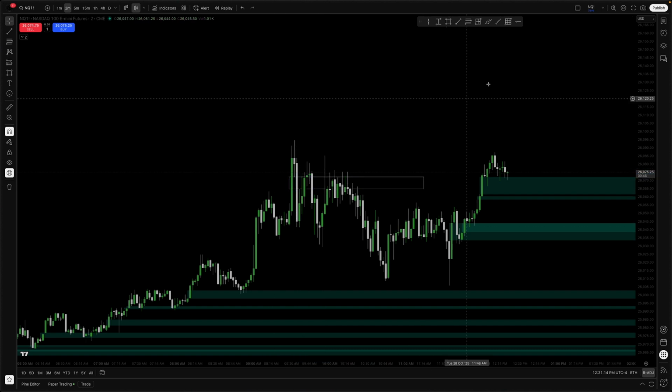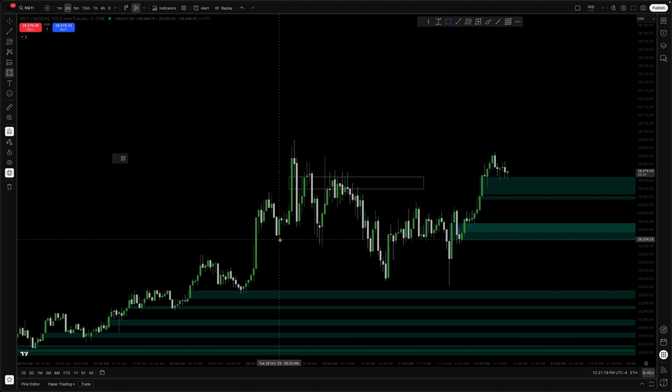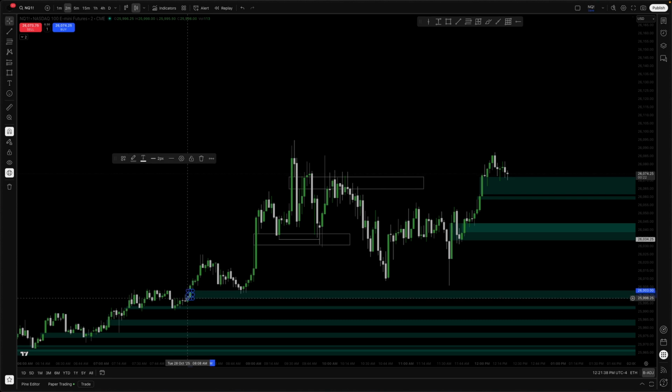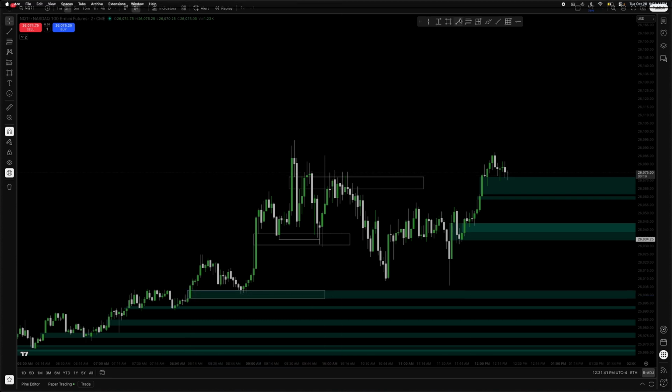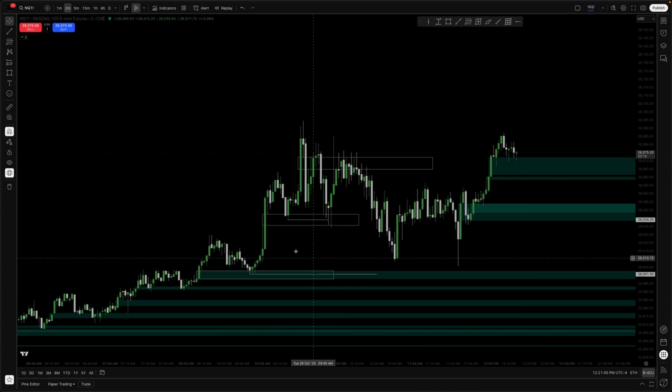inversion fair value gap. What is the most logical place for it to go? These lows. And I'm not just saying this because it has happened already. This would have been the first option, or the second option would be anywhere inside this fair value gap. And if price blows through this, we're looking at either this or the next lows, right?